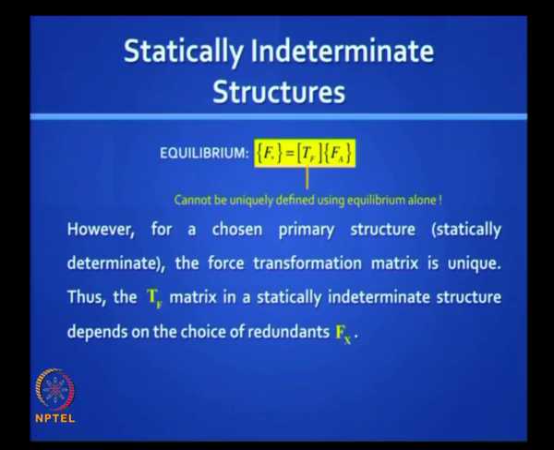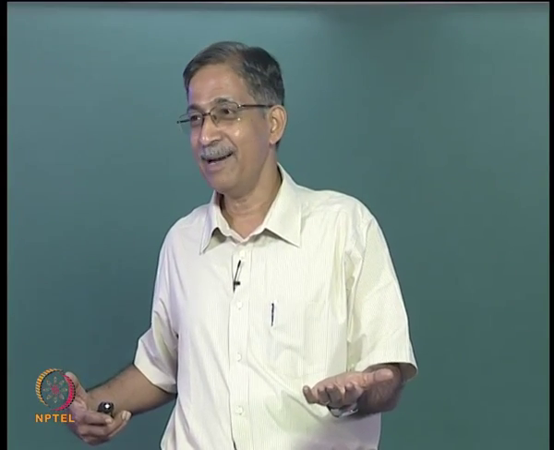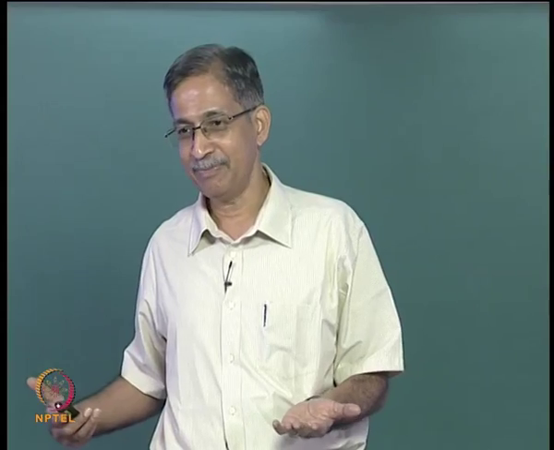For a chosen primary statically determinate structure, the force transformation matrix is unique. Thus, the TF matrix in a statically indeterminate structure depends on the choice of the redundancy Fx. So, let us say I am an examiner, I have solved the problem with my choice of Fx and the student used a different one, I cannot compare my solution with the student solution because we are dealing with different primary structures. But I can check the final answer because my final bar forces must be the same. Is it clear? So that is the trick here.